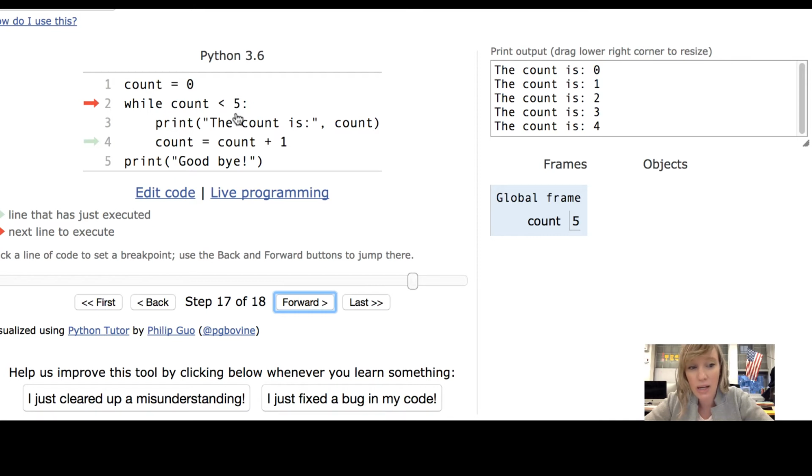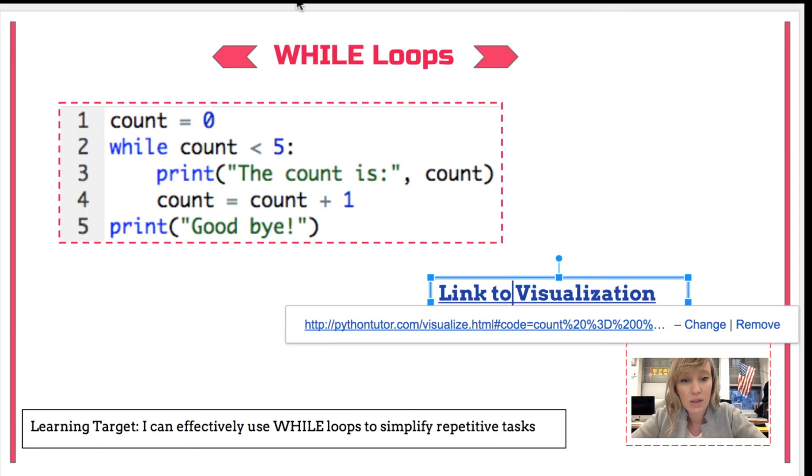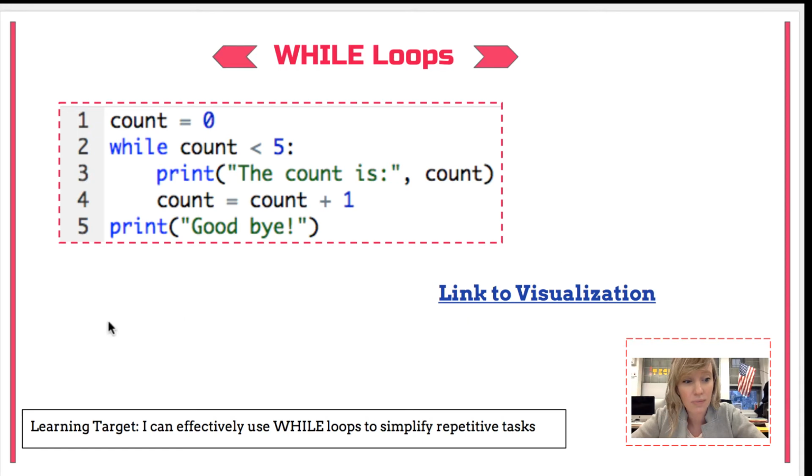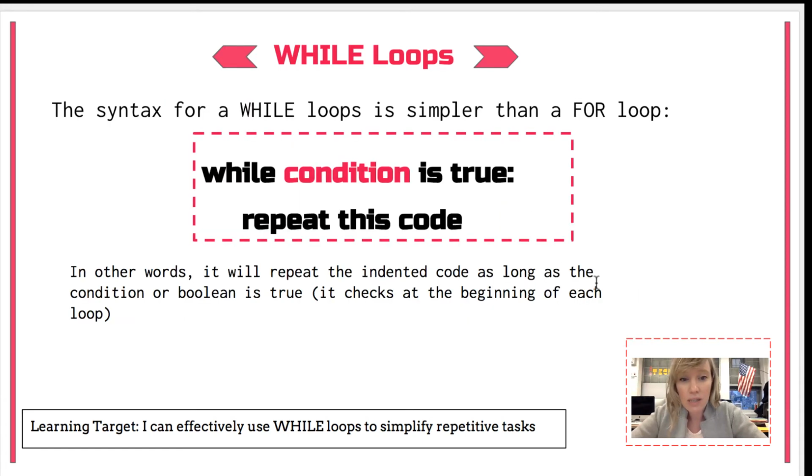So at this point, it is going to jump past the indented blocks to get to line 5 to print goodbye, because it is no longer true that the count is less than 5. So it will stop running the indented blocks inside of the loop. All right, and so it will just say goodbye. That's how a while loop works, okay? So basically the syntax for a while loop, the beginning syntax, the while condition, is simpler than the for loop, where you don't have to put a range of values in there.